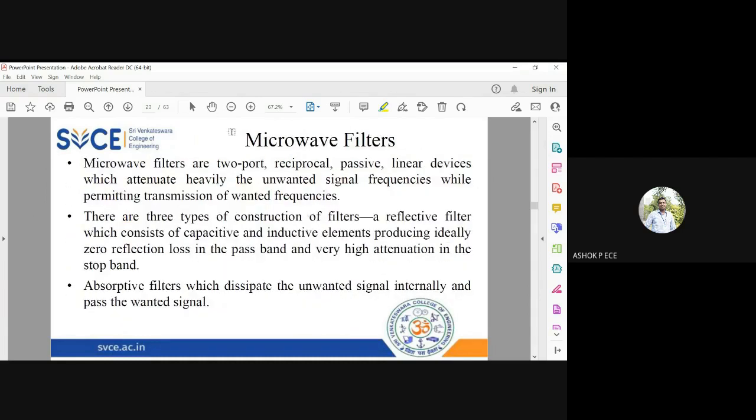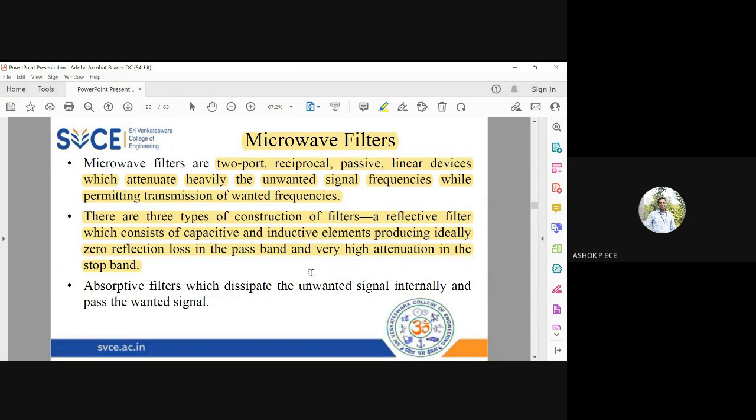So next one is microwave filters. Filters are circuits which are going to allow or reject a particular band of frequency. So they are two-port reciprocal passive networks which will attenuate unwanted signal frequencies while they allow only a selected band of wanted frequencies. So definitely for designing the filters we'll be using R, L, and C.